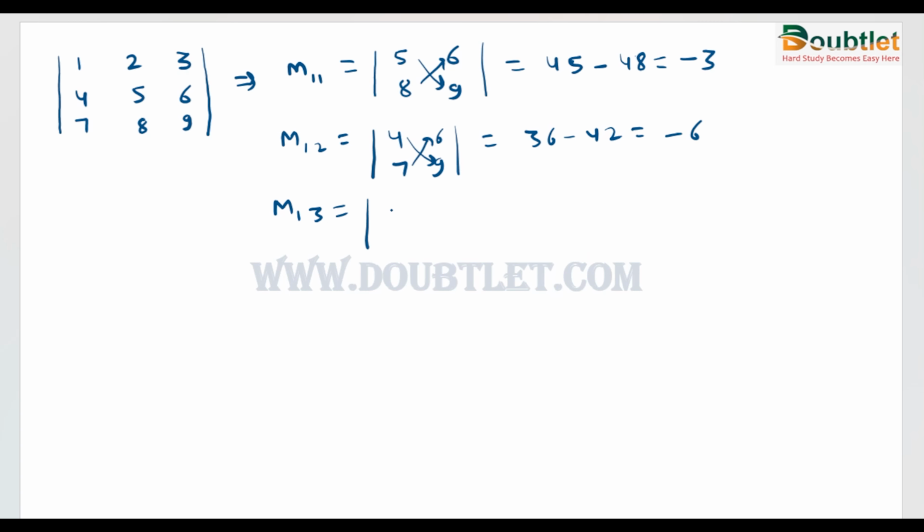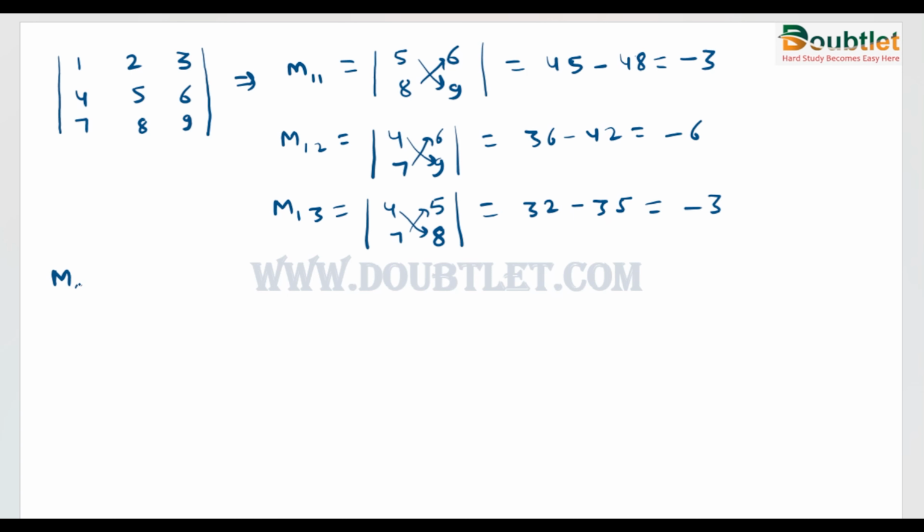So we can write this as 4, 7, this is 5 and this is 8. And if we cross multiply and subtract, then we will get the value of the determinant. So it will become 32, it will become 35. So again we got the value of M13 as minus 3.